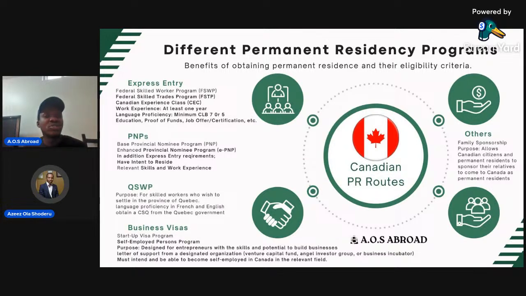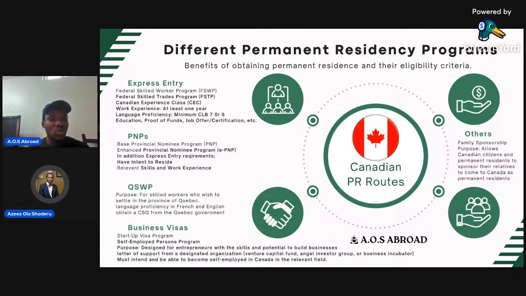Now, let's go into the different permanent residence programs that we have, the benefits of obtaining permanent residence, and the eligibility criteria. Now, the one many people know about is what we know as Express Entry. And why? Because Express Entry has the Federal Skilled Worker Program, the Federal Skilled Trades Program, and the Canadian Experience Class Program.